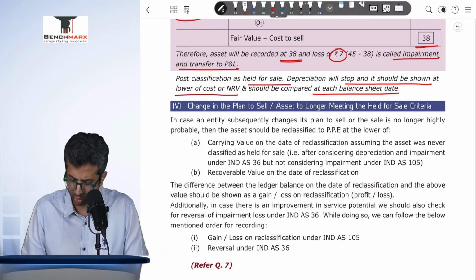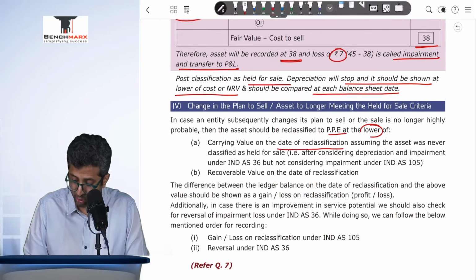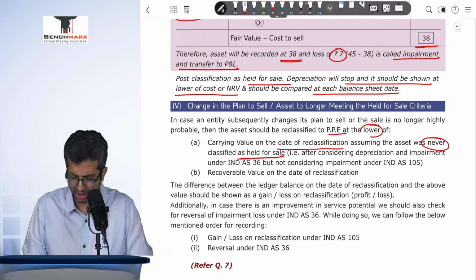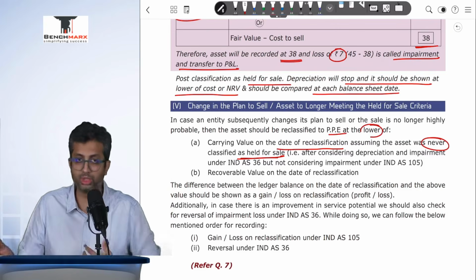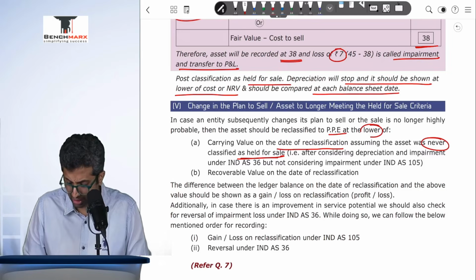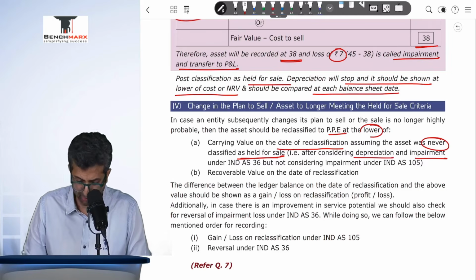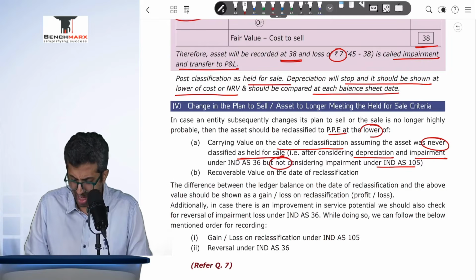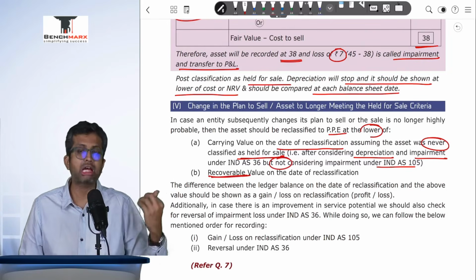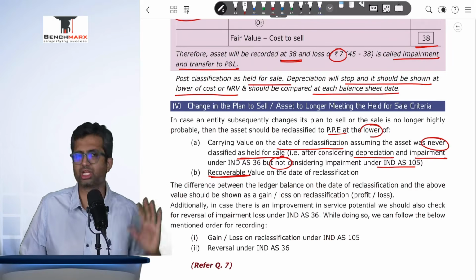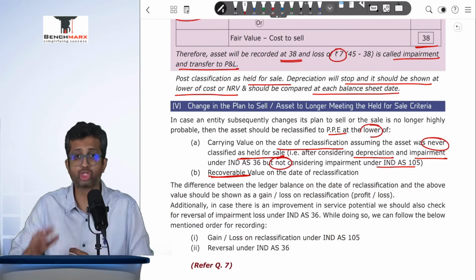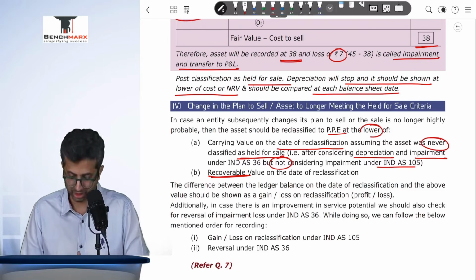So if there's a change in the plan to sell, then you will record the PP at the lower of the carrying value on the date of reclassification, assuming the asset was never classified as held for sale, and the recoverable value. So had there been no Ind AS 105 classification, what would be the carrying value after considering depreciation and impairment, everything, but not considering 105? You will select whichever is lower, and that will be your balance. If there's a difference between this amount and the ledger balance that is there currently, that will be shown as a gain or loss on reclassification in your profit and loss account.